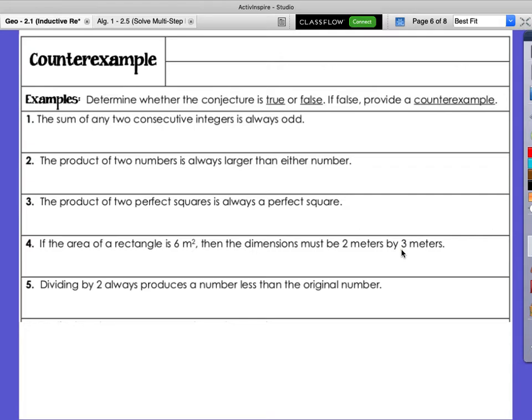Counter example. Does counter mean for or against? Against. Against, okay? So, it's an example that proves a conjecture is false. It's an example that proves a conjecture is false.